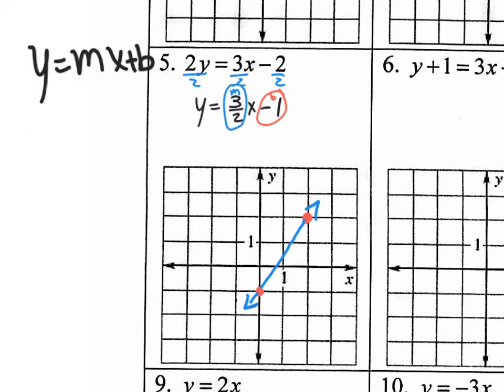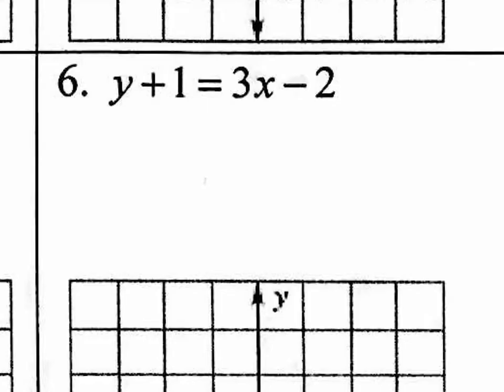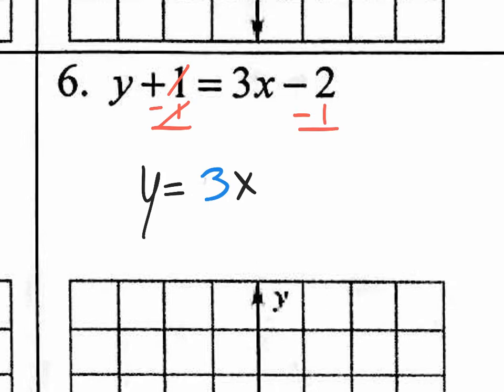Let's try number 6. Number 6 is definitely not in slope-intercept form, so let's start by subtracting 1. It cancels out. Well, it doesn't cancel out. 1 take away 1 is 0. And what you do to one side, you do to the other side. So what do we have left? We have y equals 3x minus 3. Now I did these with different colors so you could clearly see that the slope is 3, technically 3 over 1, and the y-intercept, the b value, is -3.